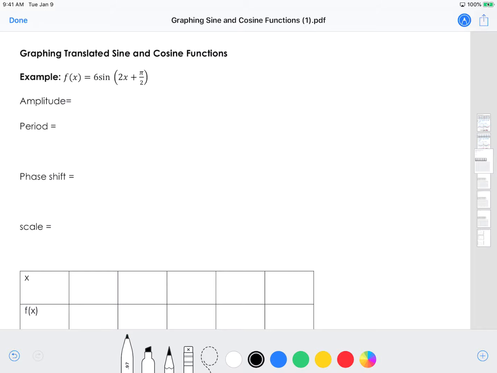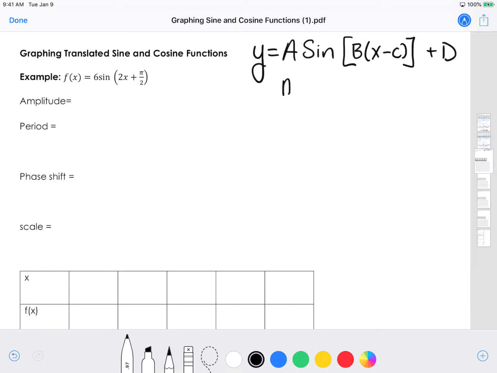And so if we look at the equation for a translated graph for sine, we have y is equal to a, then sine, and then b times x minus c, and then plus d on the outside. A is the amplitude, so that will tell us our vertical stretch. How high does it come out from our midline?